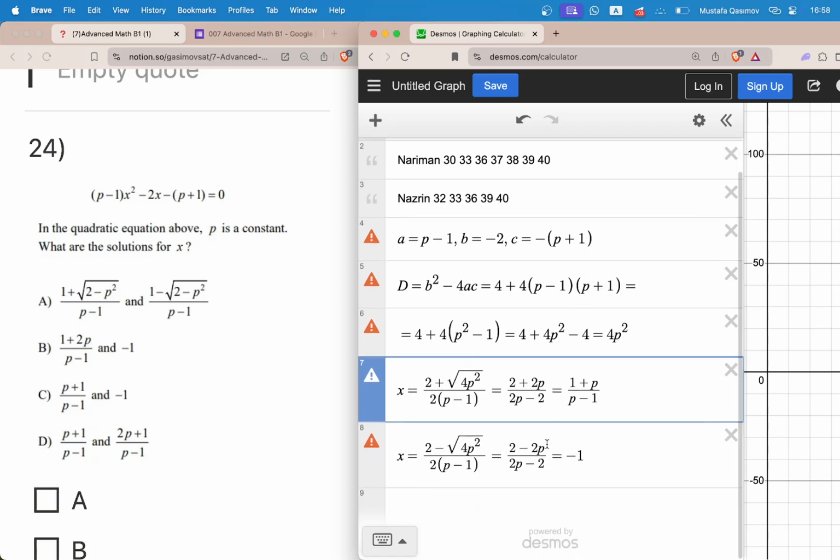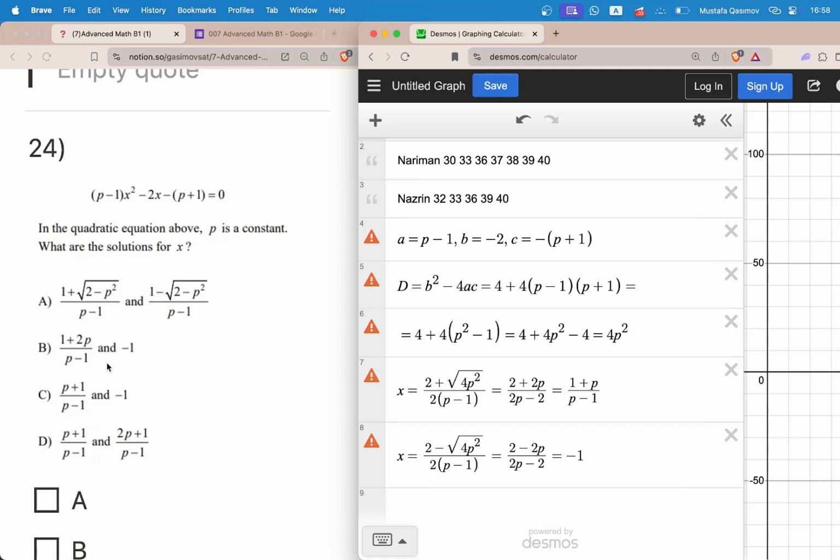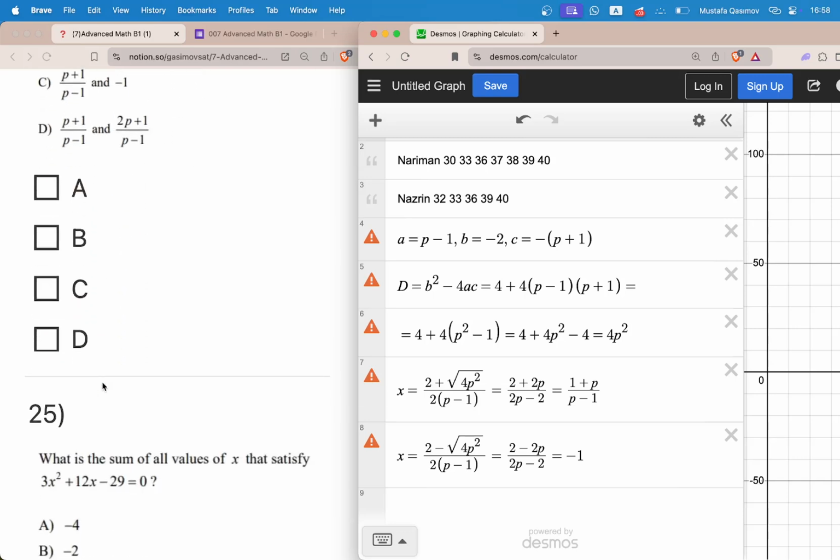Murat, did you understand this question? Yes. Answer is C. If you think it is harder, write any number instead of p, like 5, then write decimals, then check it with decimals, then you will get the answer.